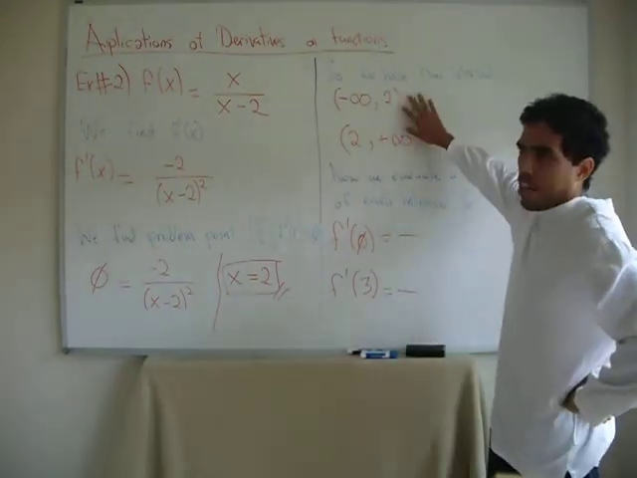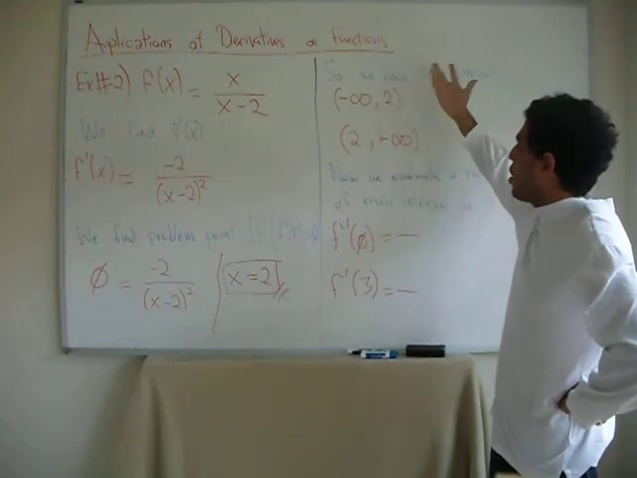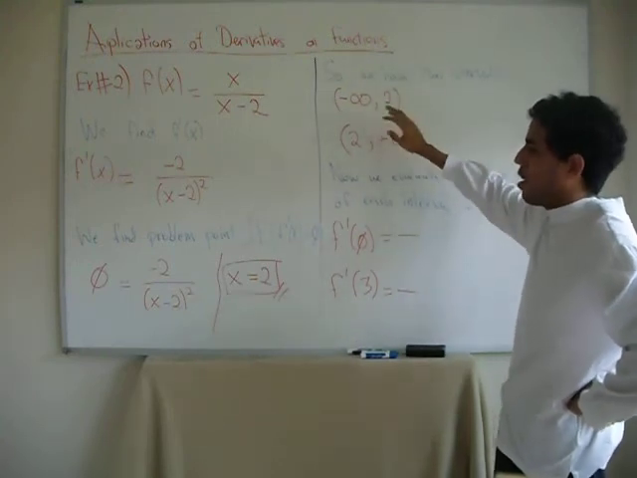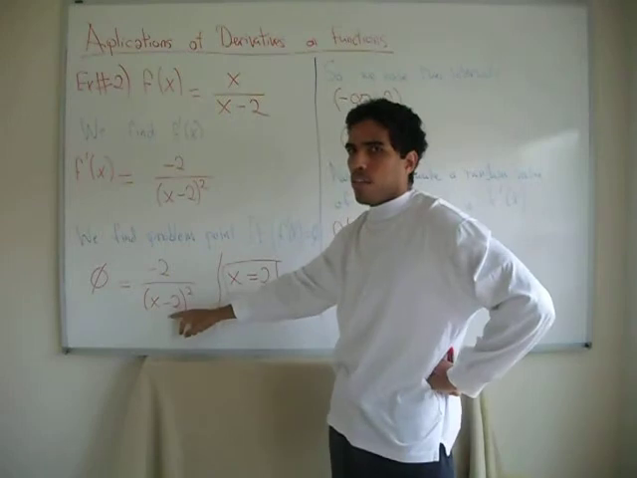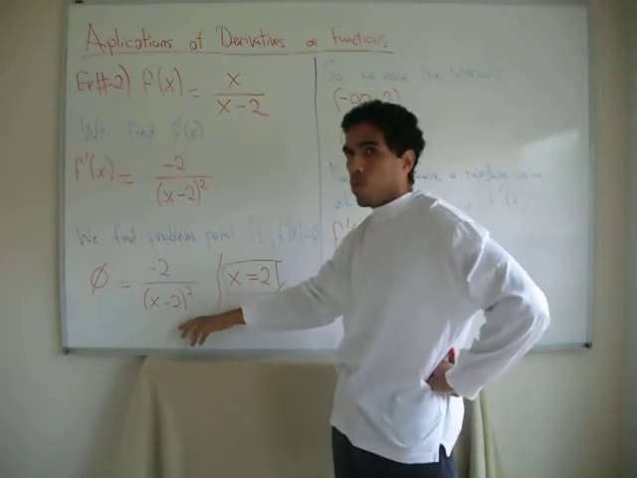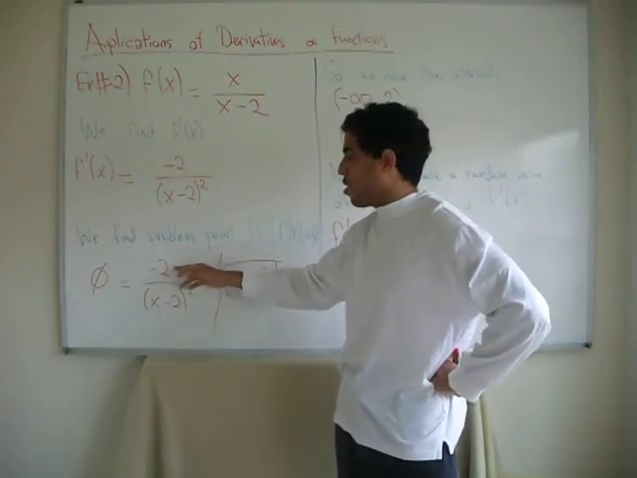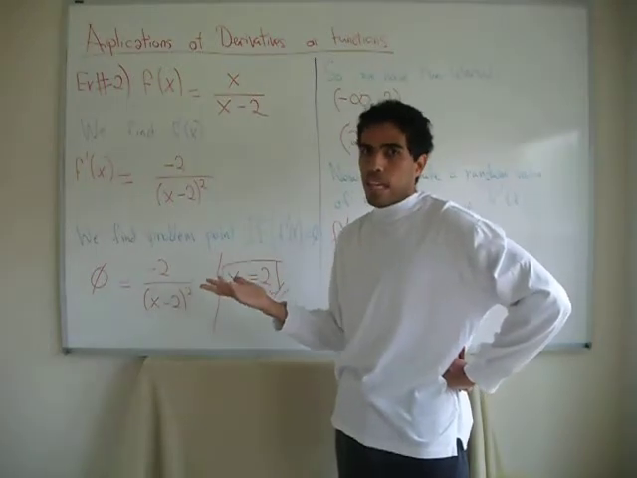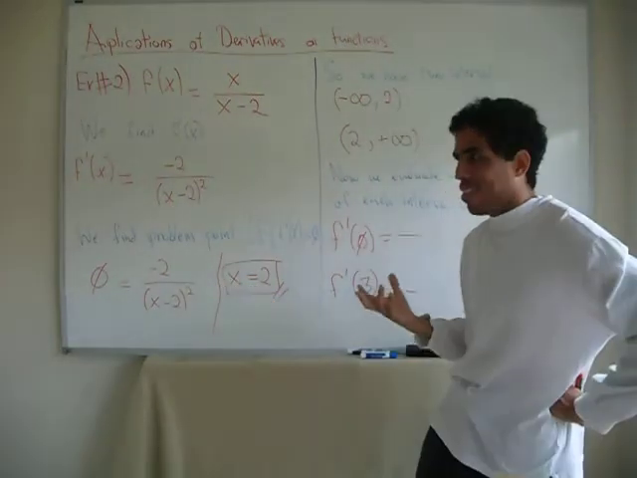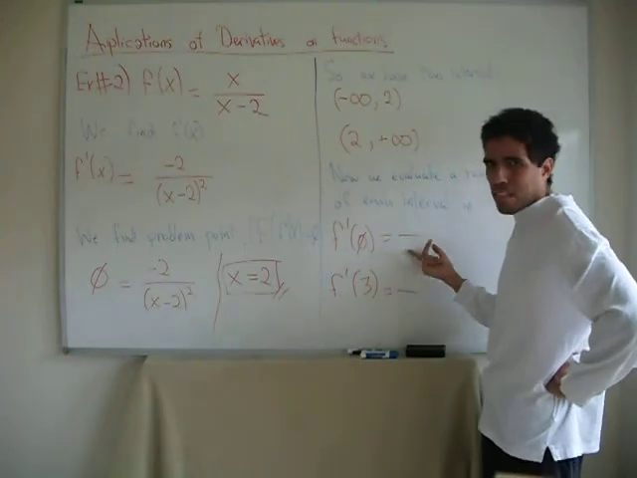Let's do it again. Let's do another value from the first interval. Let's do minus 1, okay? Minus 1 minus 2 is minus 3. Minus 3 squared is 9. Minus 2 over 9 is minus 2 ninths, okay? Doesn't matter the value, what matters is the sign. It's negative. So this is right, okay?